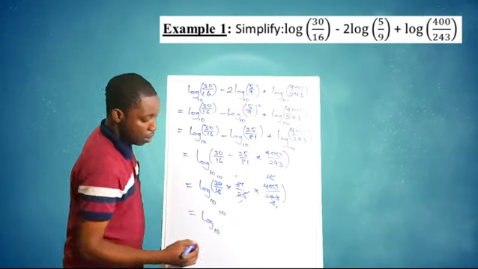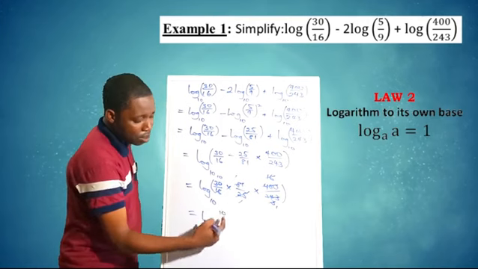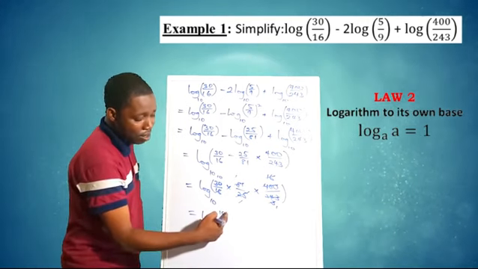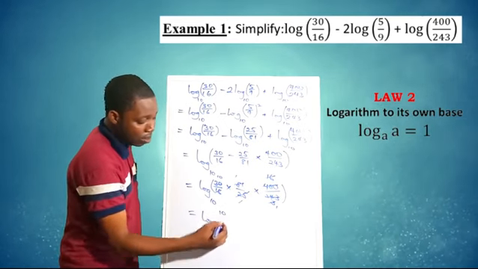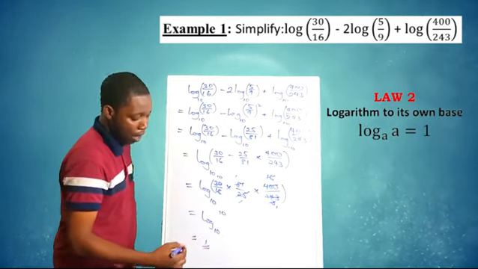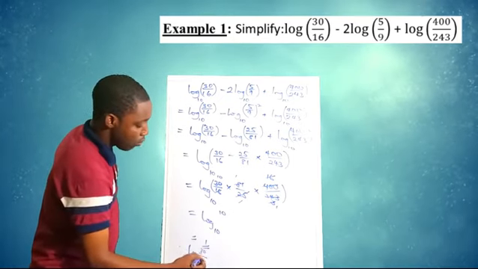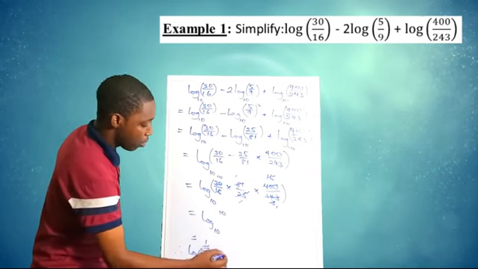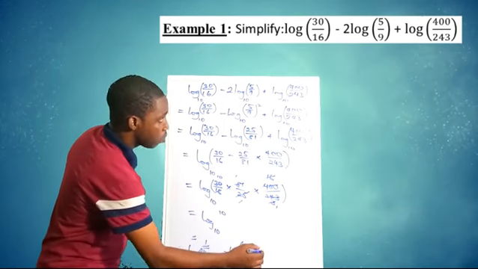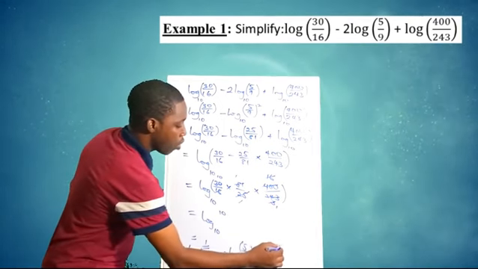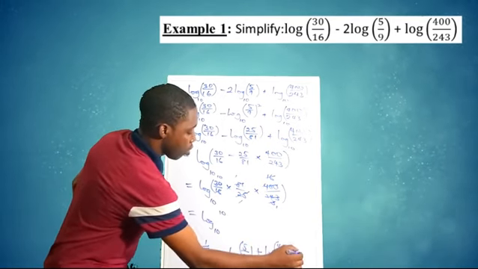So our base is 10. Remember the law 2 that says that anytime the base and the number are the same, the result is equal to 1. So this gives us log, that means log 10 to base 10 is equal to 1. I can therefore say that log 30 over 16 minus 2 log 5 over 9 plus log 400 over 243 is equal to 1.